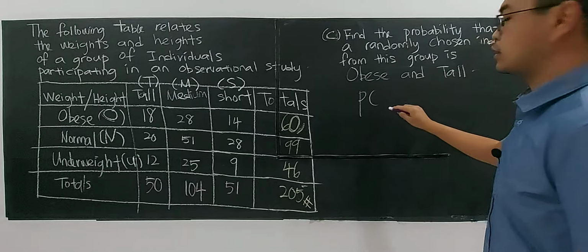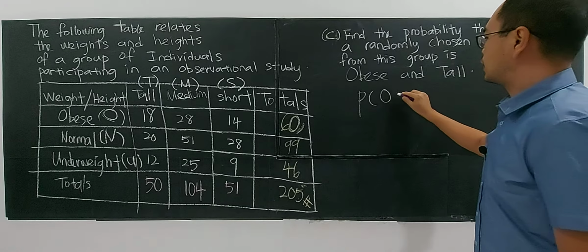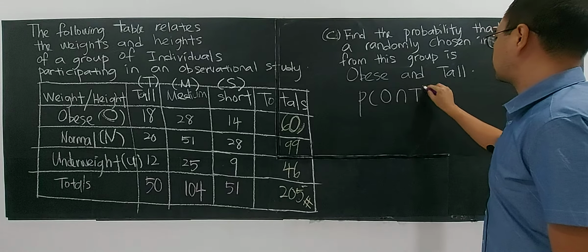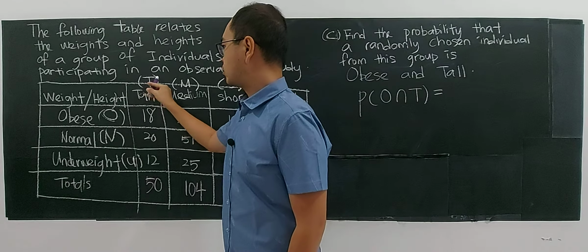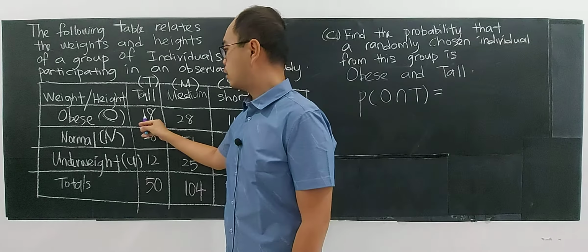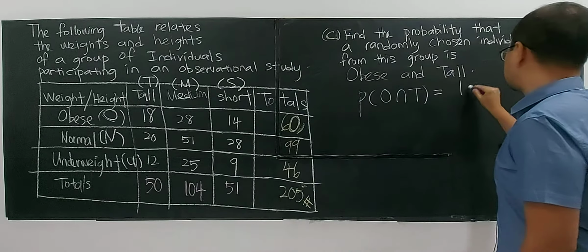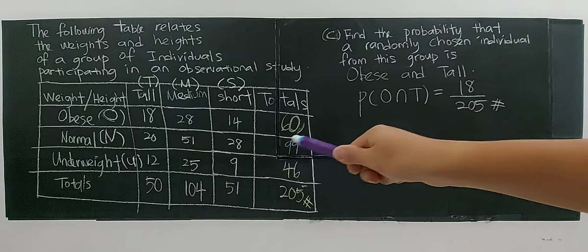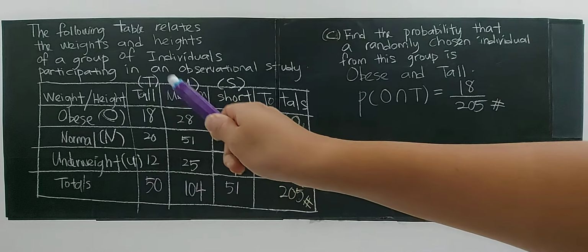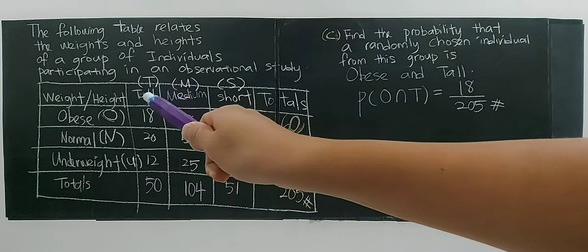And usually we refer to this as the intersection. So obese intersect with tall, right? Obese and tall is 18 of them. So it's 18 out of 205. So this will be your answer. Very simple. From here, obese and tall, this will be 18 of them, 18 out of 205.